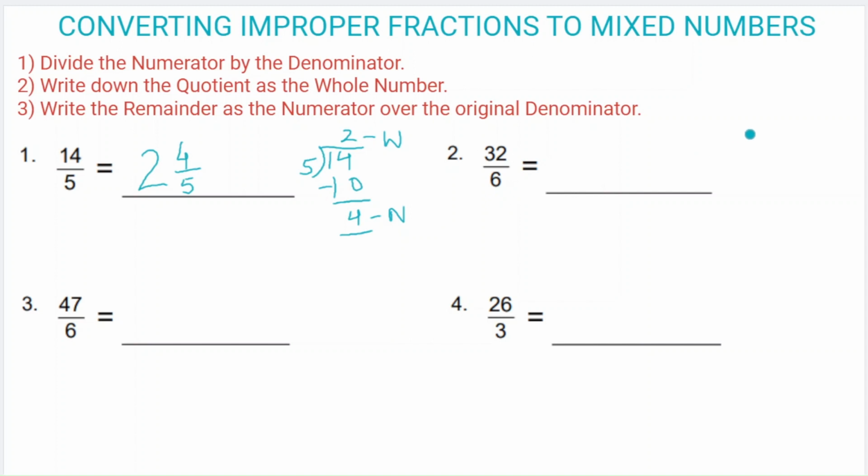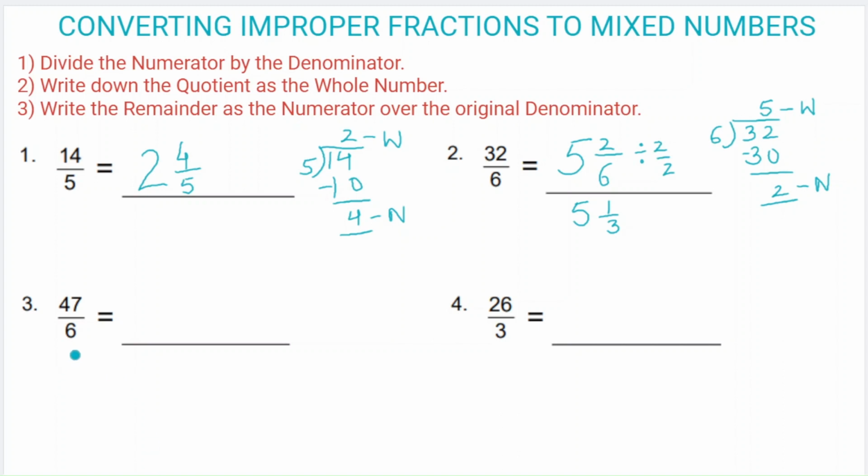32 divided by 6. So 32, which is the numerator, divided by 6, which is the denominator. 6 times 5 is 30. 2 is a remainder. So 5, which is a quotient, becomes the whole number. I'm going to write 5 here. 2, which is a remainder, becomes the numerator. So this becomes 2. And the denominator stays the same, which is 6. Now I can further simplify 2 and 6 by the common factor, which is 2. So I can write this fraction as 5 1/3.